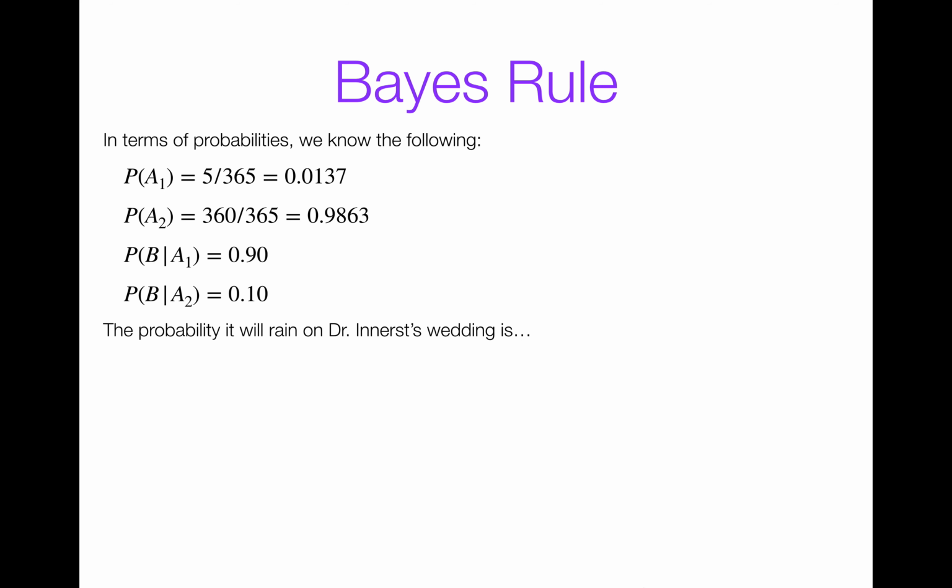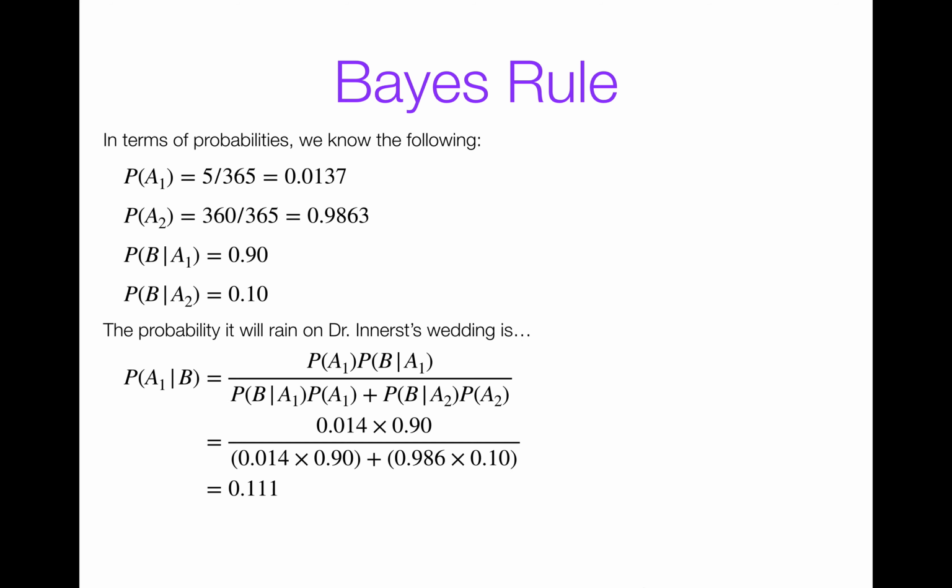So now I've got all the pieces and I want to put them together. Using Bayes' rule, I get that the probability of A1 given B, which, let's pause, why is that what I'm interested in? Well, I know that the weatherman has predicted rain, and I want to know if it's going to rain. So the way that you would read this is, given that the weatherman has predicted rain, what is the probability that it's going to rain? So given B, what is the probability of A1? Or what is the probability of A1 given B?